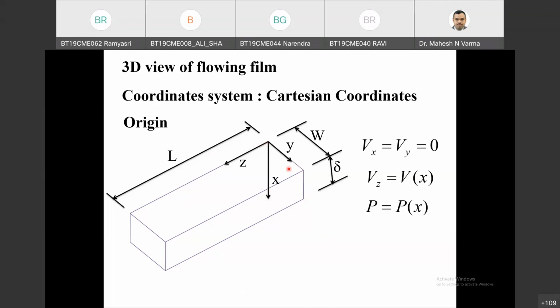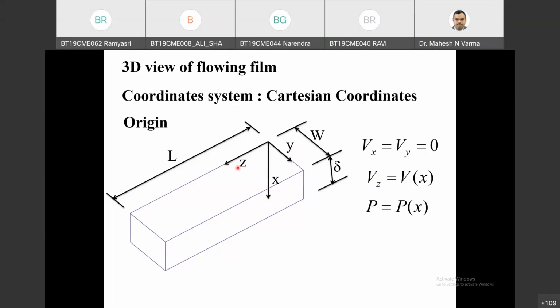As you move, you keep two directions constant. Now z, you select yourself at any point. Now move only in z direction, keeping x and y constant. You will see the same pressure.